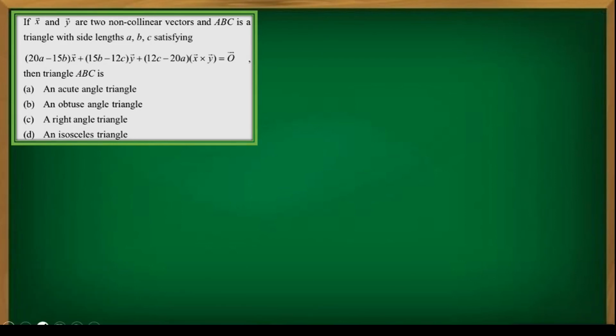What about this? If x bar and y bar are two non-collinear vectors on triangle ABC with sides lengths a, b, c satisfying this condition. Once check here. 20a minus 15b into x bar vector plus 15b minus 12c of y bar vector plus 12c minus 20a of another vector is x bar cross y bar, which is 0 bar.